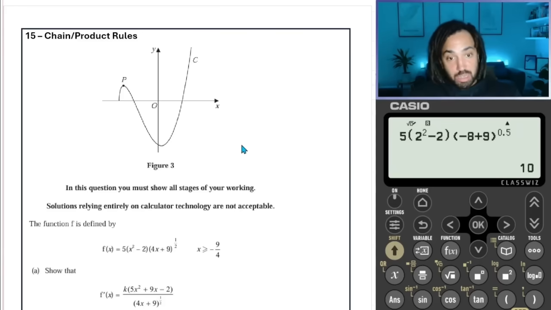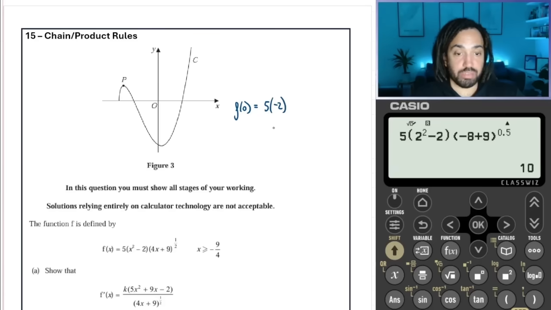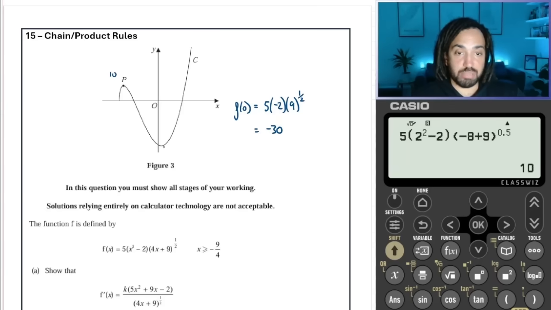So we'll need to find the y-intercept, which will be when x is equal to 0. So let's do that now. Let's just substitute in, and we'll do it up here, f of 0. So that will give us 5 lots of minus 2, and then 9 to the power of a half. So that is minus 10 times by 3, so that's minus 30. Okay, and we already know that P is at the point of height 10. Great, so that's 10 and that's minus 30.